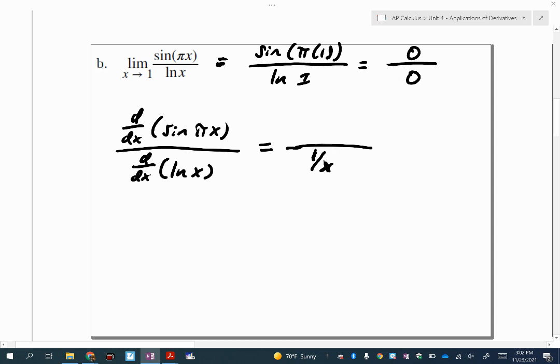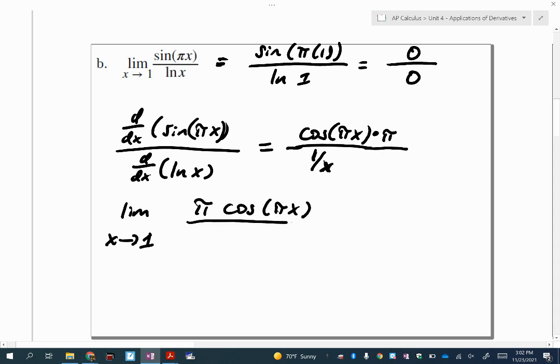Okay, now let's look at what's happening in the numerator. The derivative of sine is cosine, so the cosine of pi times x, but then times, chain rule here, so I should put these in parentheses, the derivative of pi x is just going to be pi. All right, so if I clean all this up, you get the limit as x approaches 1 of, in the numerator, pi times the cosine of pi times x all over 1 over x. I'm going to plug in 1, so pi times the cosine of pi times 1, which is really just pi, all over 1, which is just 1.